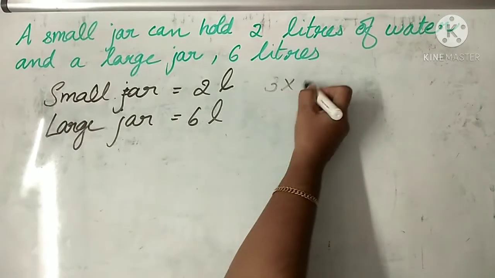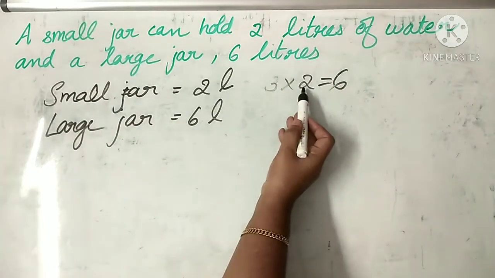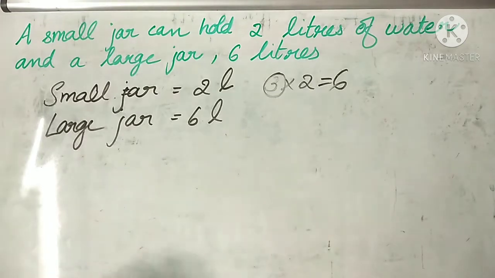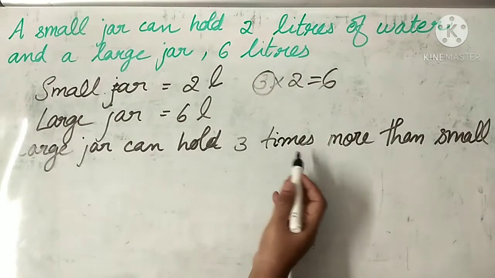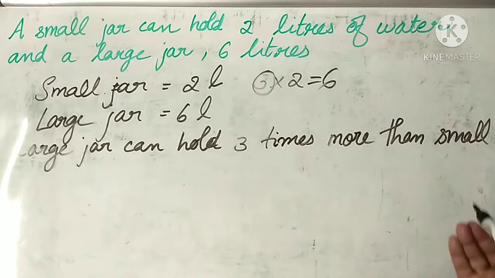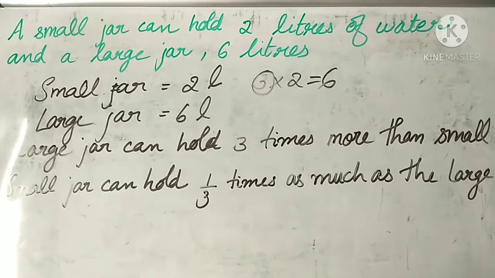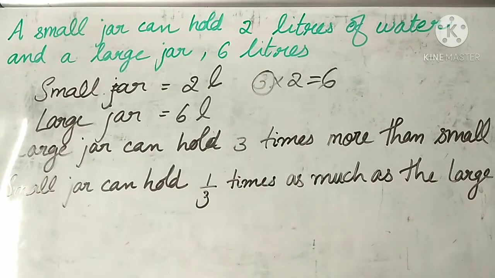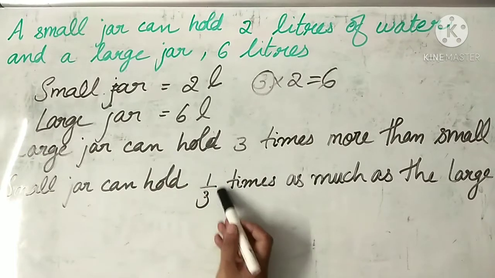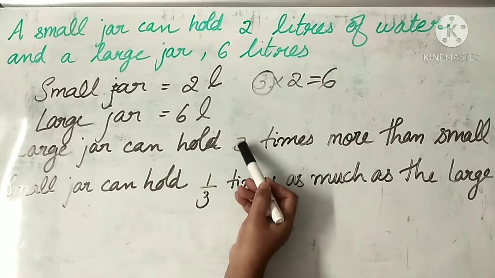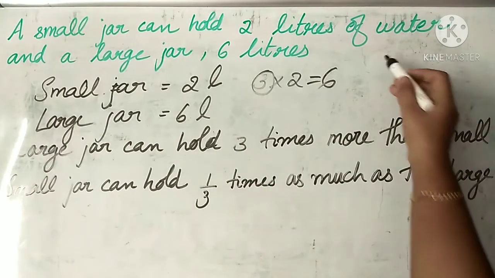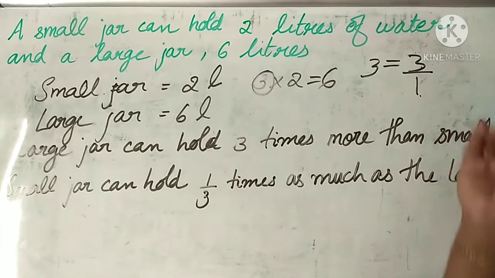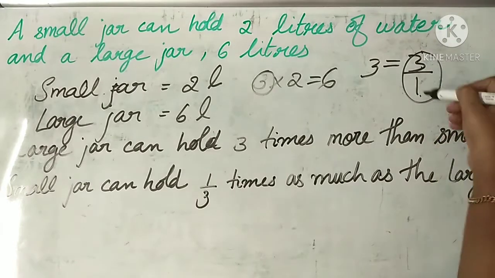Because 3 into 2 is equal to 6. So large jar can hold 3 times more than the small jar. In reverse, we can say small jar can hold 1 by 3 times as much as the large. Here, no need to think so much. Just write the reciprocal of this. 3 means 3 by 1, because when we divide 3 by 1, the answer is 3 itself. So the reverse of this is 1 by 3.